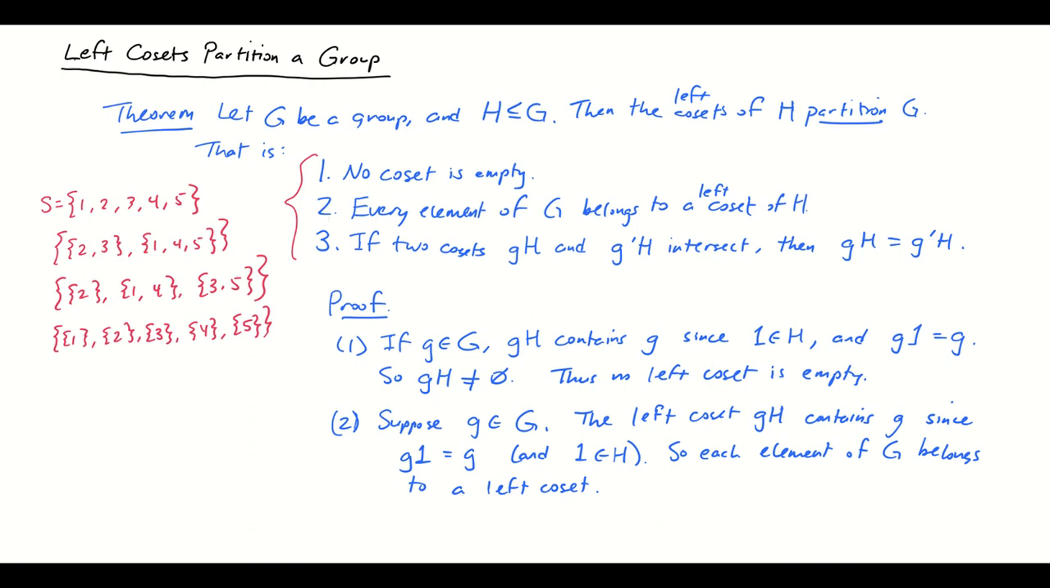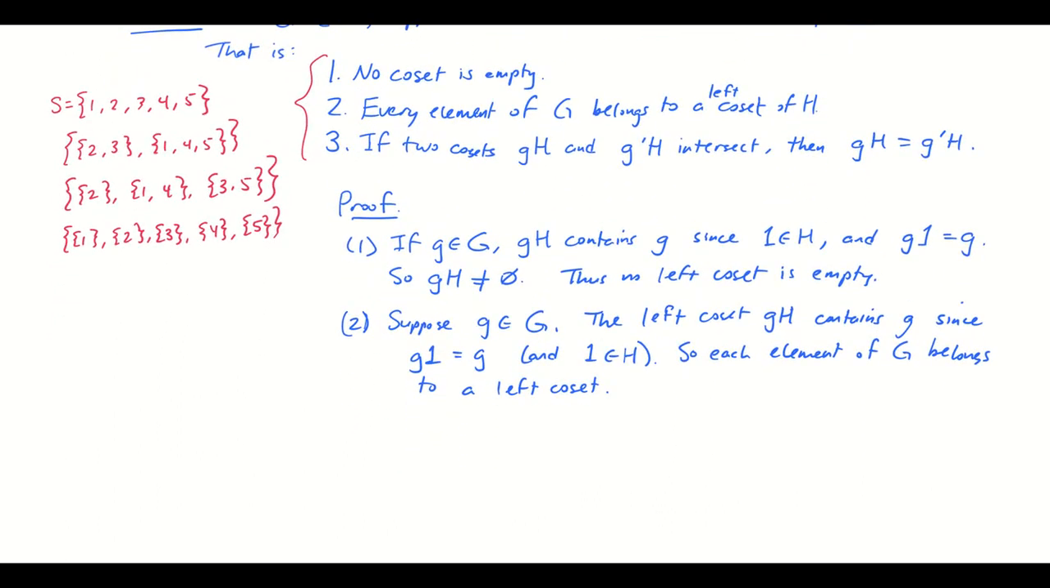Now, usually with these partitioning proofs, if you find that parts 1 and 2 are that straightforward, what's usually going to happen is that part 3 is going to be kind of a bear. And that's going to be true here. Part 3 is going to involve a little bit more work. All right, so let's suppose that gH and g'H share an element. And we don't know that it's going to be g or g'. So let's call it x.